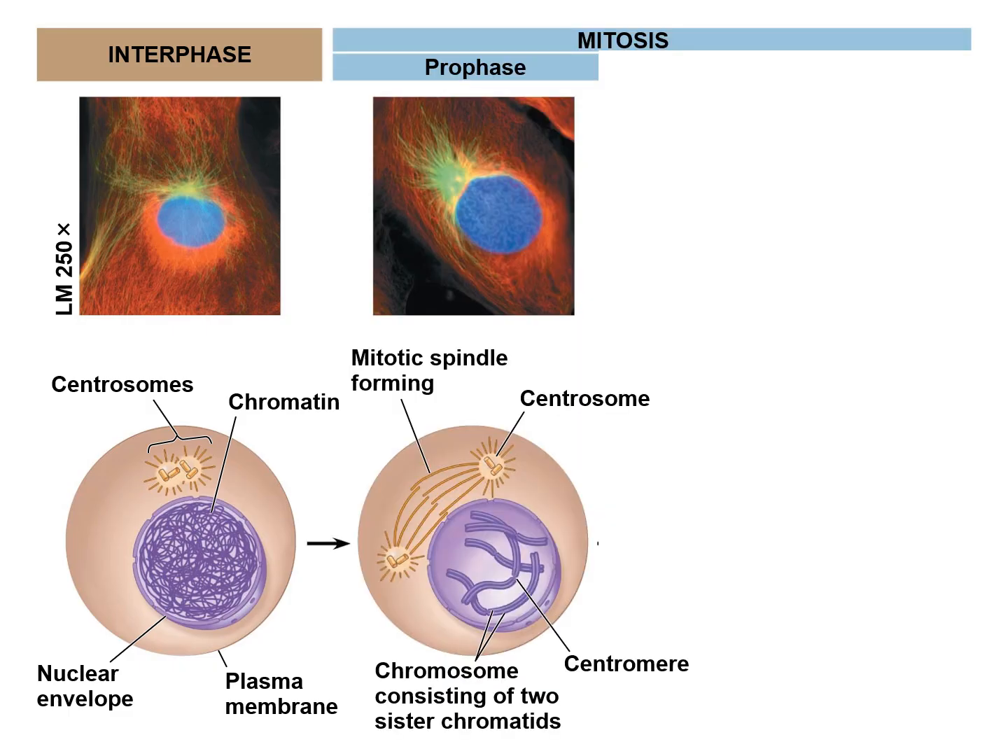After interphase, the first phase of M phase, or mitosis proper, is prophase. During prophase, the centrosomes will grow, forming the mitotic spindle, which is a connection of microtubules. Chromosomes will start to condense and become visible within the nucleus.